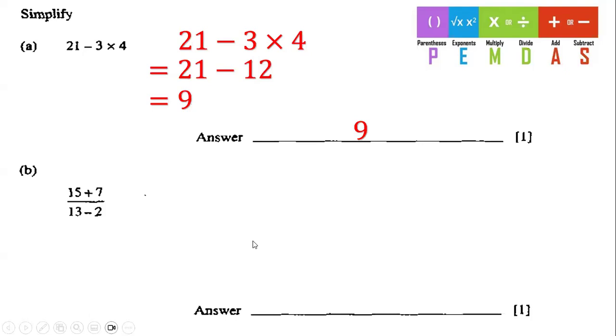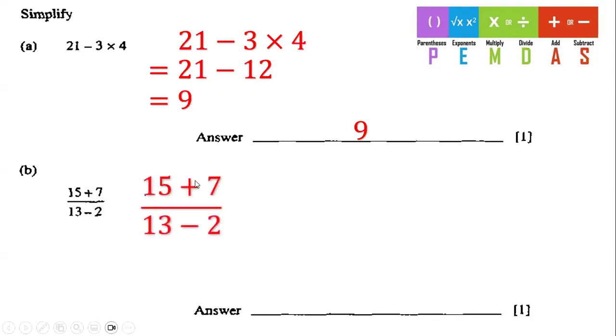How are we going to do B? All right, hello, Jai. Let me unmute you. How are we going to do B? We add 15 plus 7. Divide by 13. Then we do 13 minus 2 for the bottom. Very good. So we do the top first, and then we do the bottom, right?